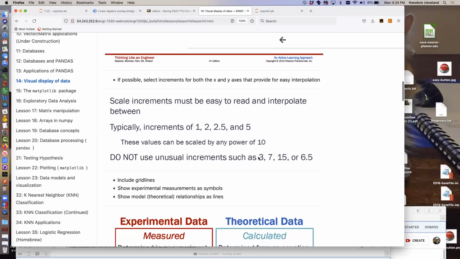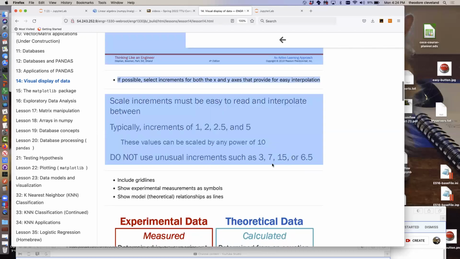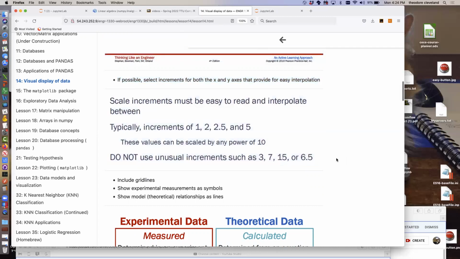Unless there's a really good reason to, don't use weird increments like 3, 7, 15, or 3, 7, 6.5, 15, 22. And a really good reason is not that those are the only increments I could get the picture to plot in. Although I understand the sentiment and have probably thought it myself on more than one occasion, that's not a good reason to use those increments. Because if that's the only way you can get it to plot, you've broken something else much worse.